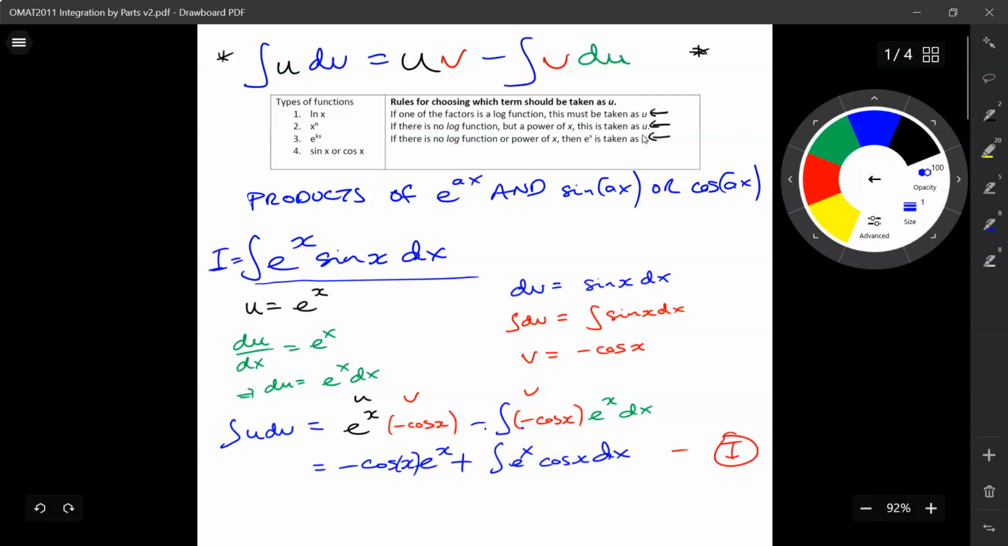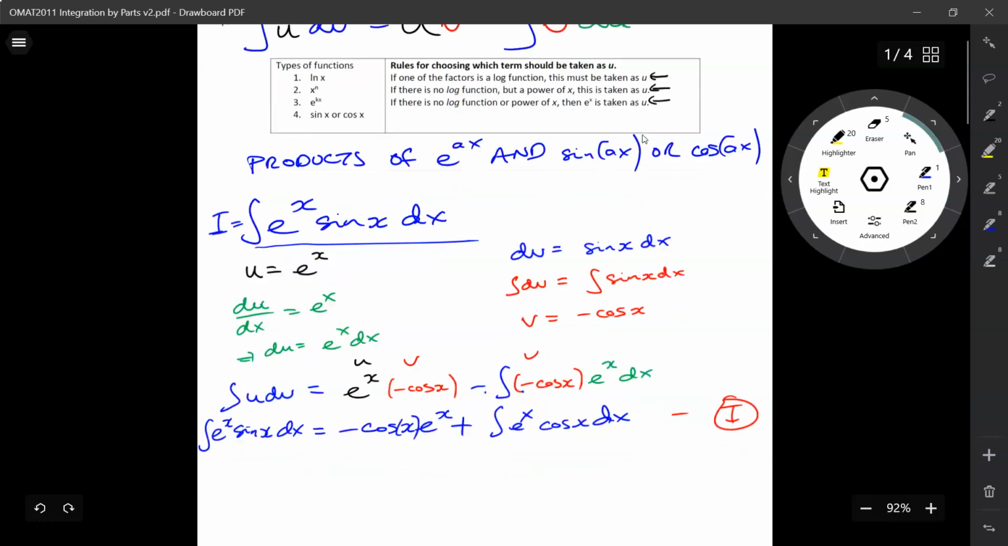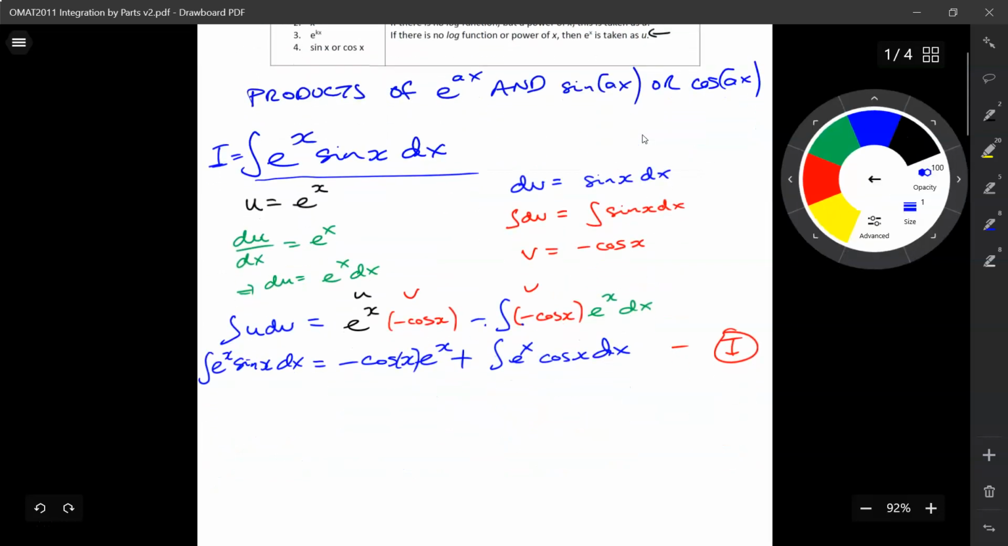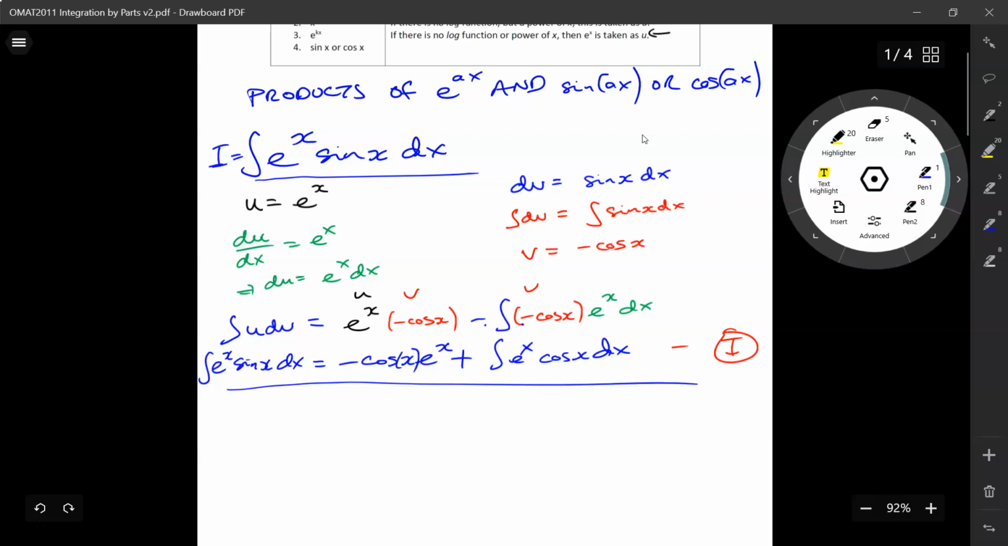So we have the integral of exponential x sine x dx gives us the term minus cosine x times exponential x plus the integral of exponential x cosine x dx. So what we have to do is run through this process again, where we're going to apply the integration by parts rule, but this time we're dealing with exponential x times cosine x dx.